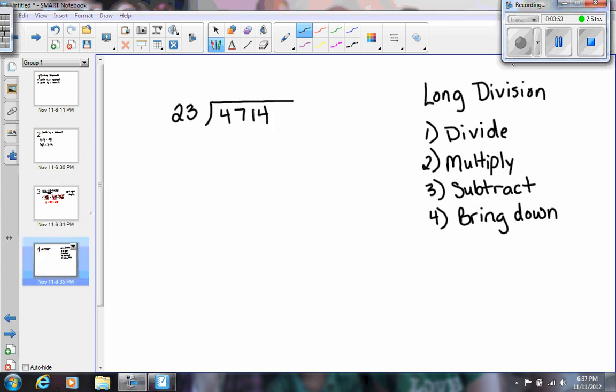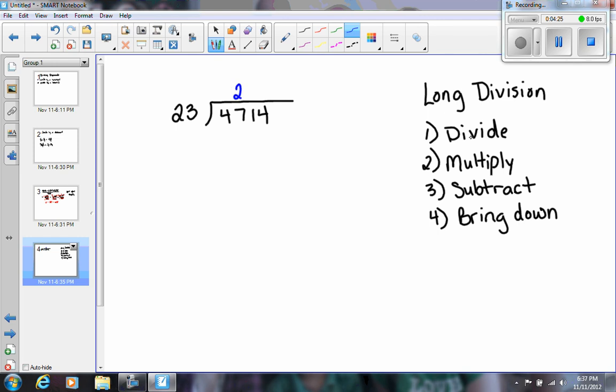Before we go on to the next type of division, I want to review with you just regular old long division, something you probably hoped you'd never see again. But the steps of long division we need to know because we're going to make use of them to divide by a binomial. So remember, the very first thing you do was you divide. So over here on the problem I'm going to work, I need to know how many times does 23 go into 47. And you'll get that it's 2 times.